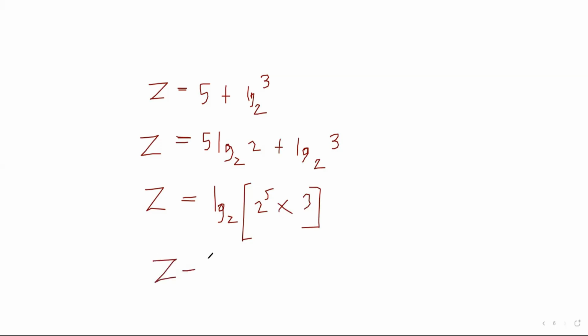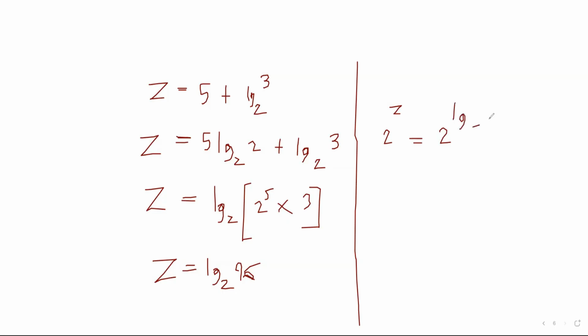So z is going to be log to base 2 of 96. Now we're not done yet. What does the question want? The question wants 2 to the z. So let's work out what they want. 2 to the z is equal to 2 to the log to base 2 of 96. This is what we want.